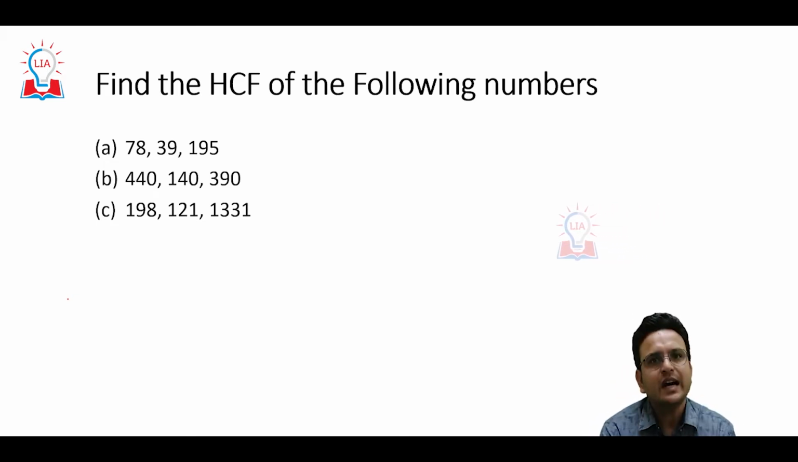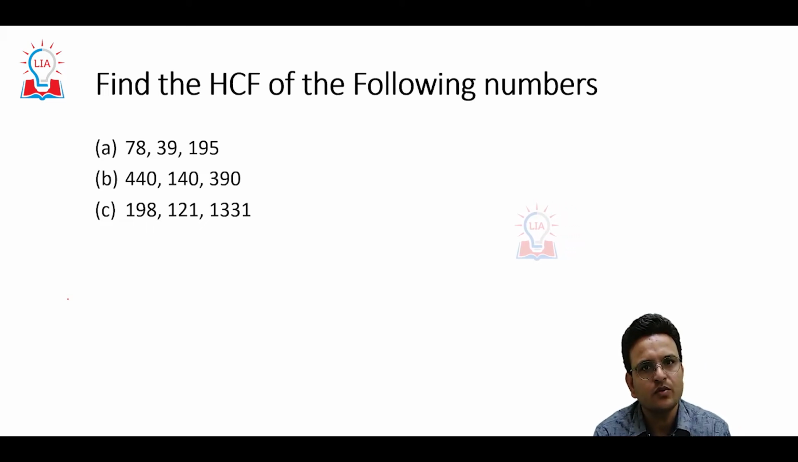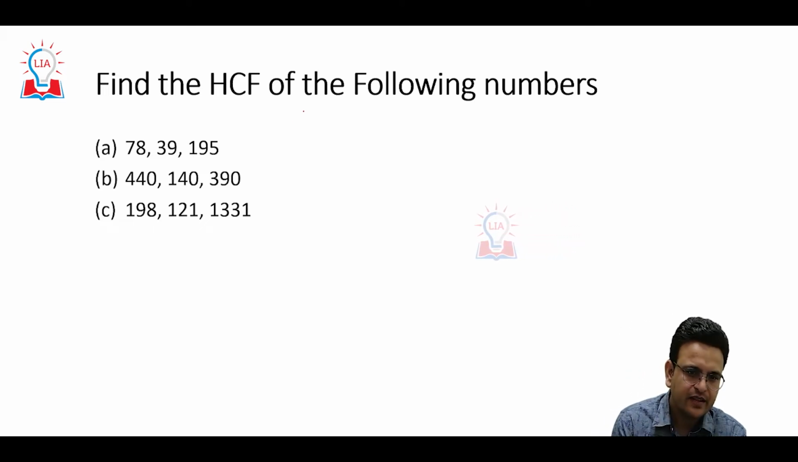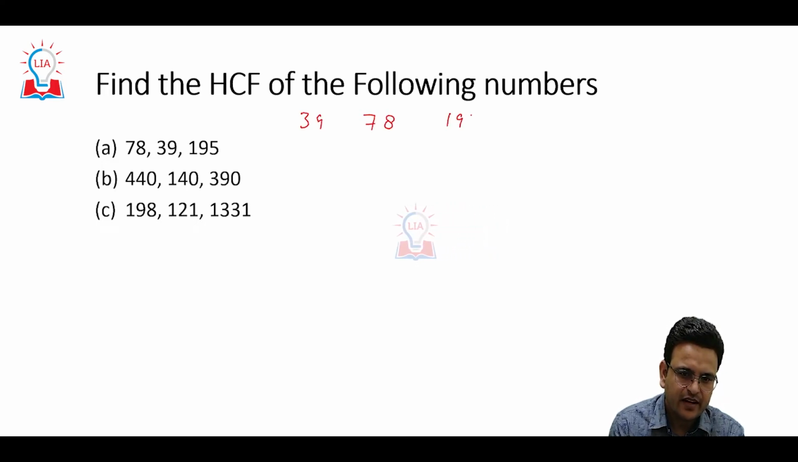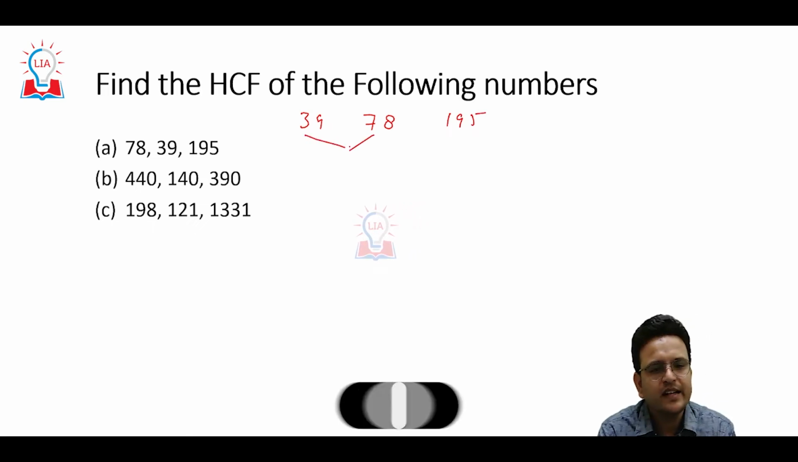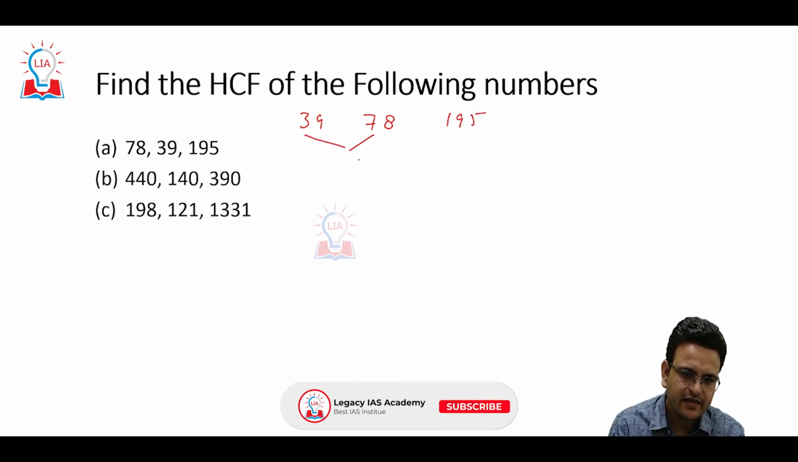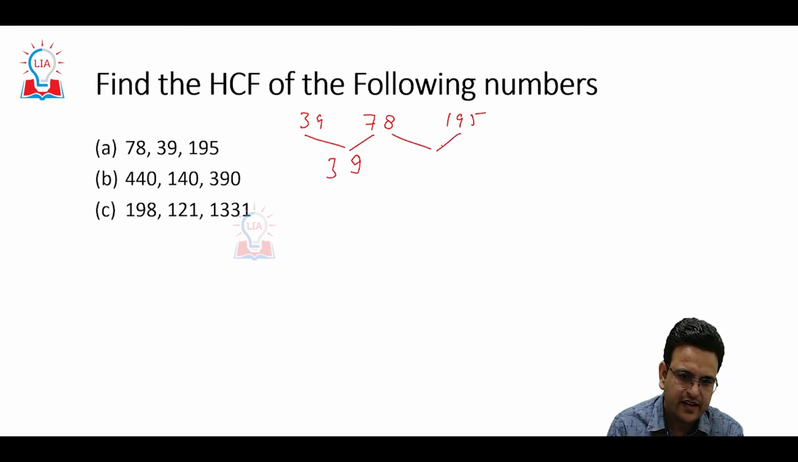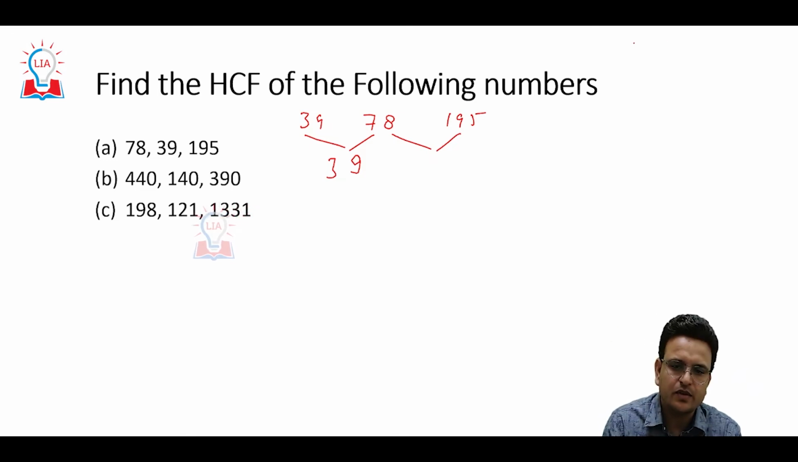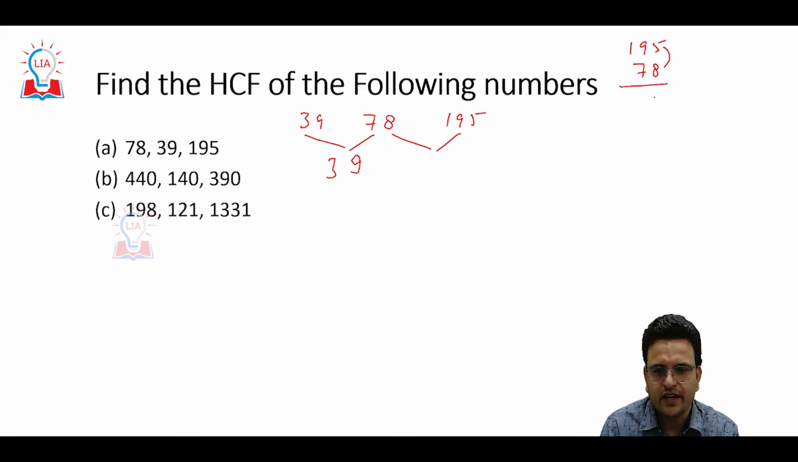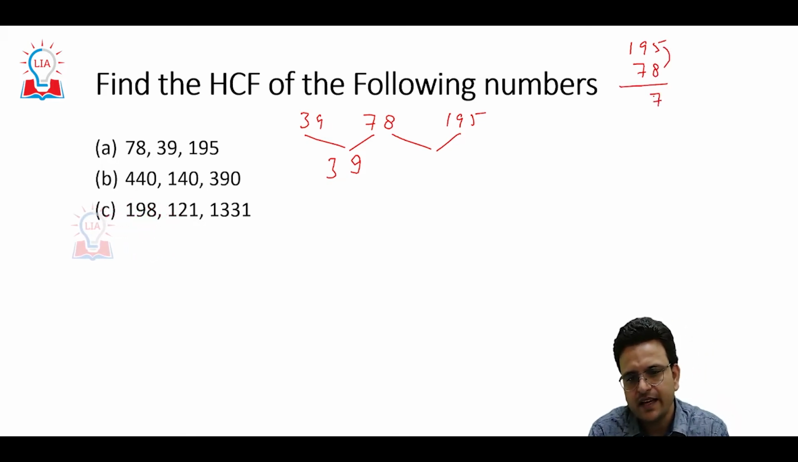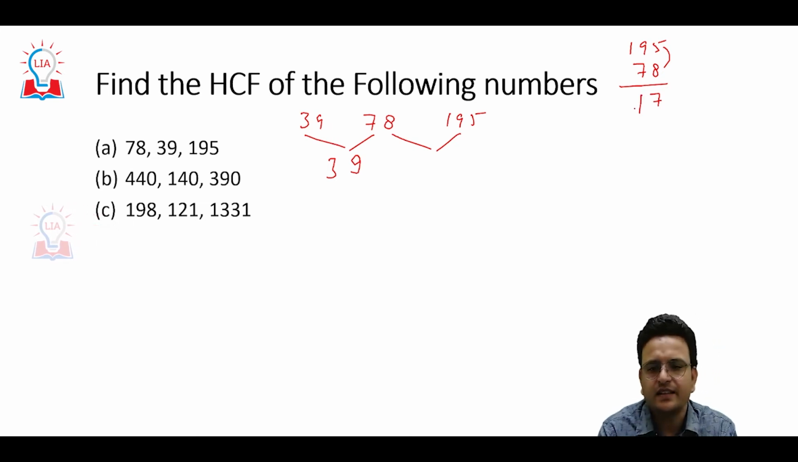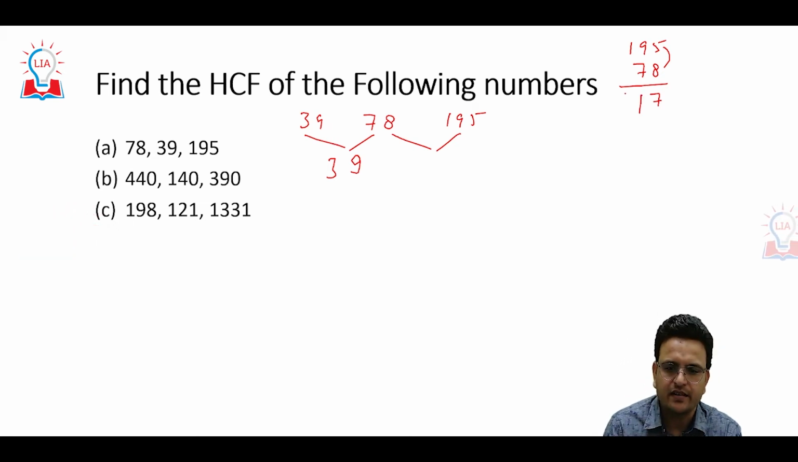Here two ways are there to solve this question. I am solving through the difference. So here 39, 78 and 195. What is the difference? Here we have 39 and 39. Here the difference will be, you have to subtract 195 and 78. So here it will be 117.